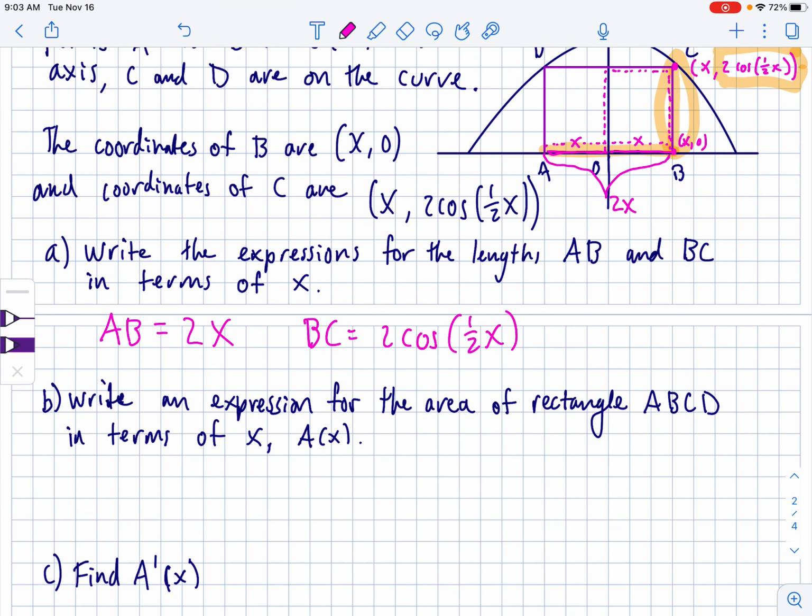Next up, it says write an expression for the area of the rectangle ABCD in terms of x. So let's call it A of x. Well, the area of a rectangle is just length times width. So A of x, the length was 2x, and the width was 2 cosine 1/2 x.